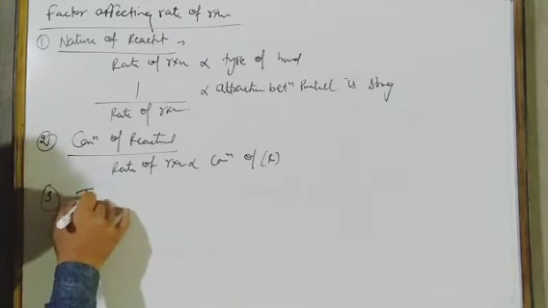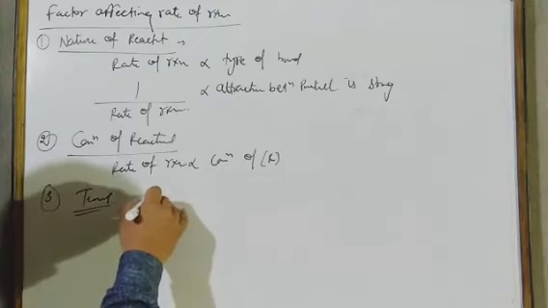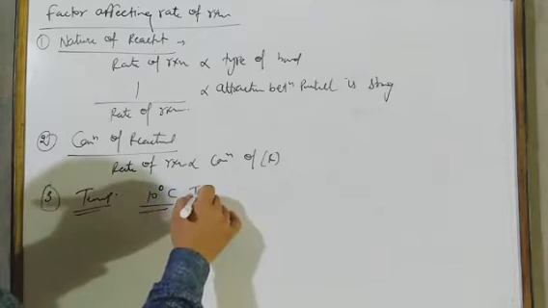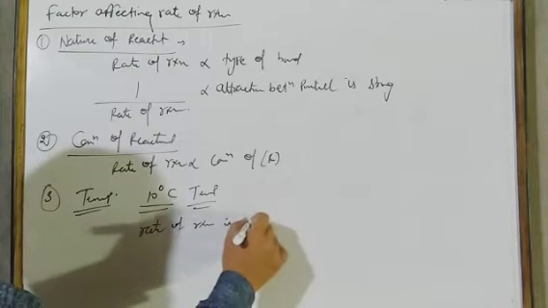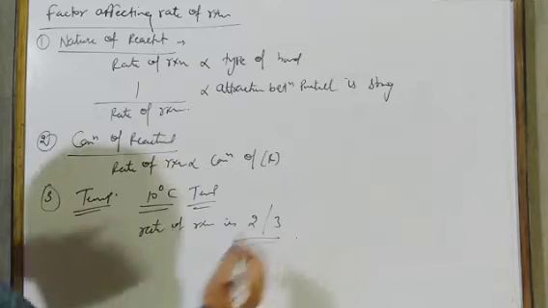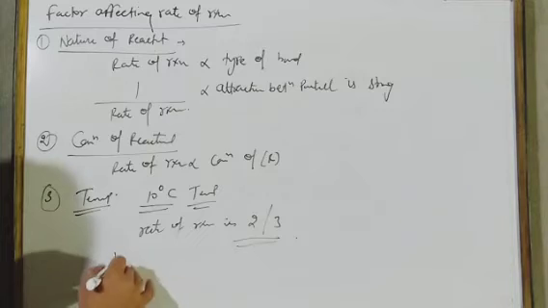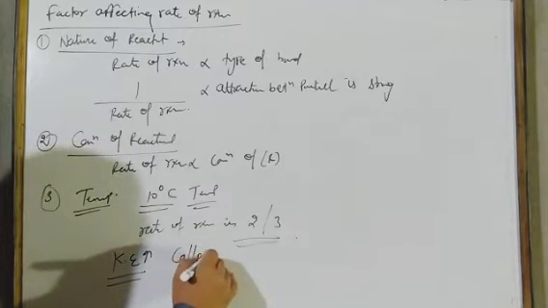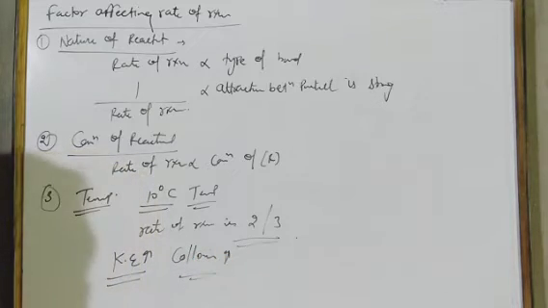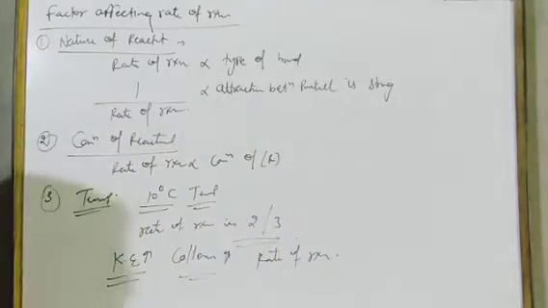Third is temperature. By practical observation, we have to see that if we increase the temperature of any reaction by 10 degrees Celsius, then the rate of reaction becomes twice or thrice the initial rate, because by increasing temperature the kinetic energy of the molecules increases and their collisions increase, and formation of product also increases, so the rate of reaction increases.